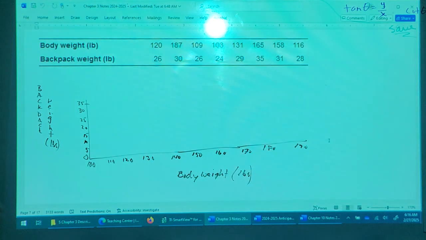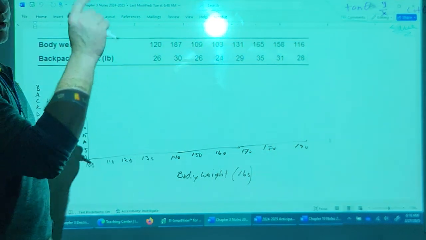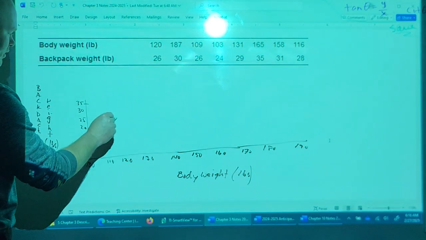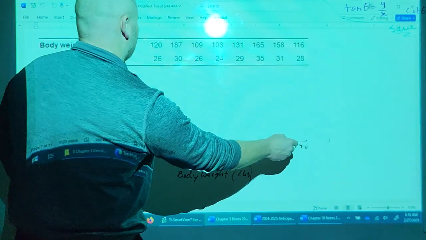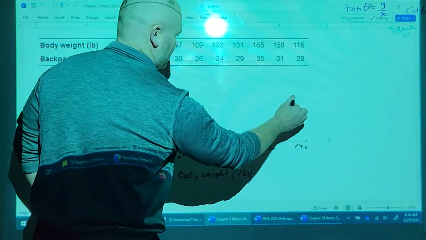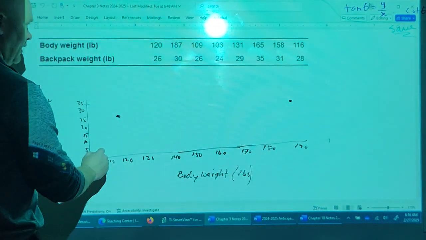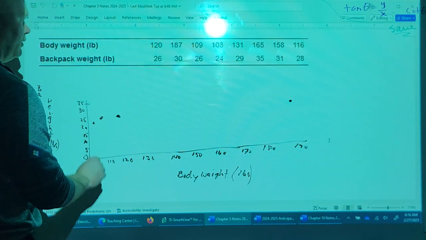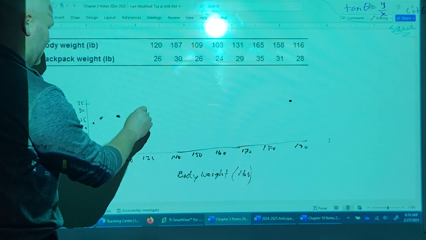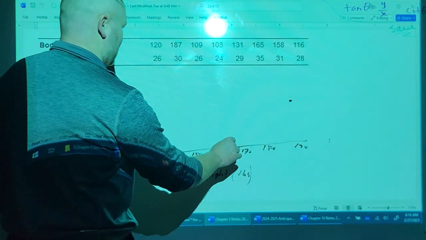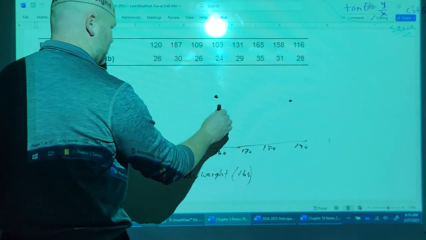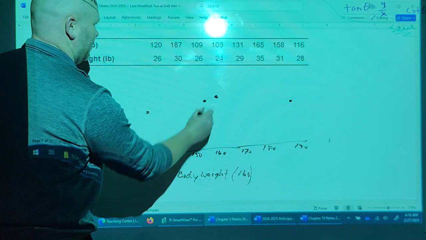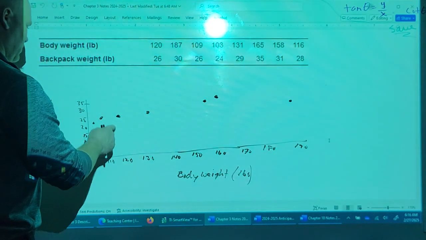A scatter plot is essentially an x-y axis with two quantitative variables, and each is a point at its xy coordinate. So we have about 120, 26; about 187, 30; about 109, 26; about 103, 24; about 131, 29; about 165, 35, so that was the tallest; 158, 31, a bit lower than that; and then 116, 28.